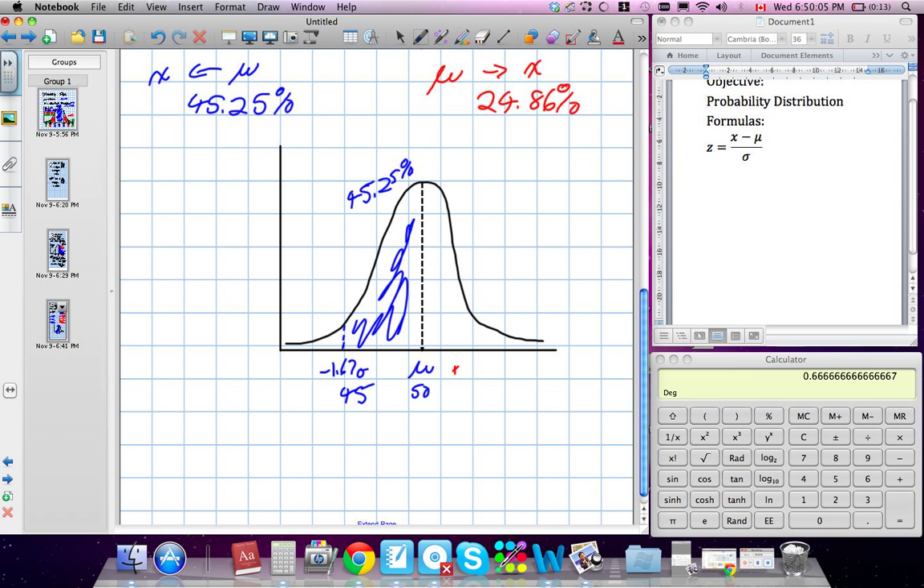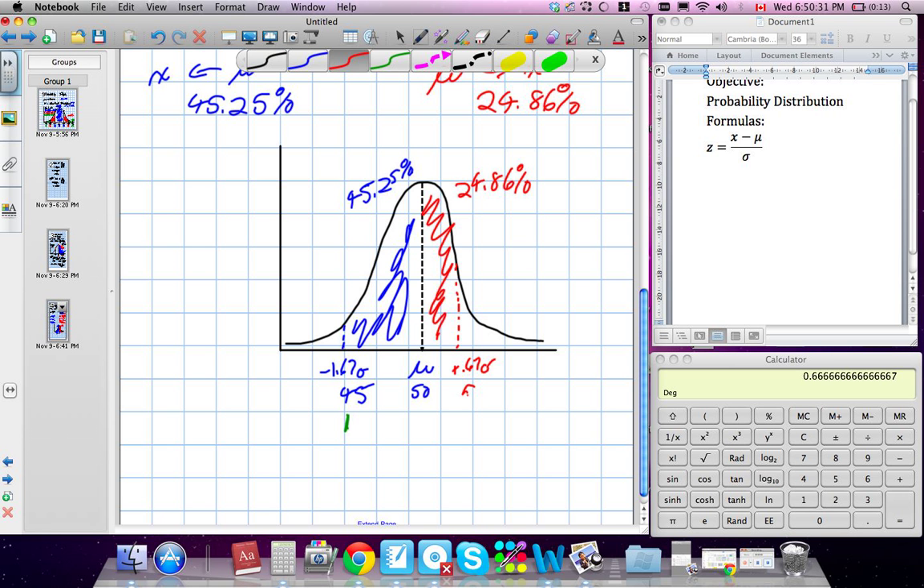45.25%. So the question was asking us, what percentage of students are getting between 45 and 52? Make a small little chart. It's always good to draw a diagram because it helps us get a visual of what we're trying to say. Okay, we have our mean.